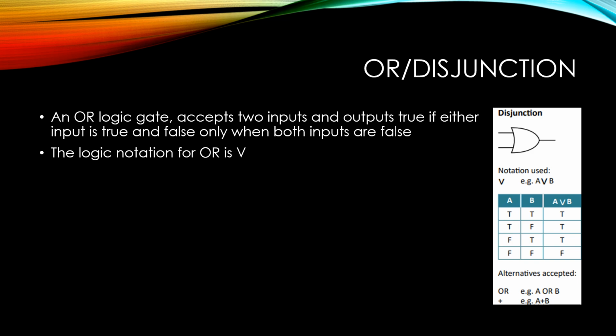As you can see in our truth table, if input A is true and input B is true, the output will be true. If input A is true and B is false, the output is still true. If input A is false and B is true, then the output is still true. And only when input A is false and input B is false is the output false.